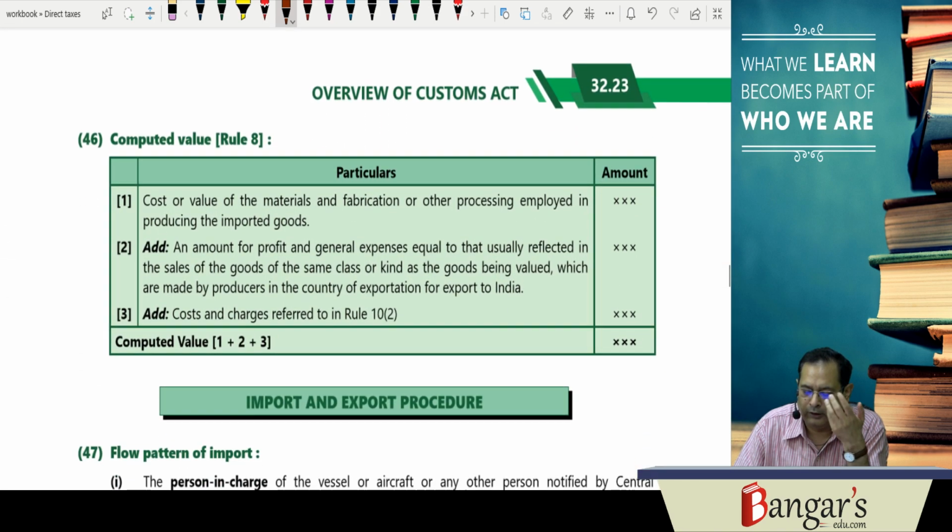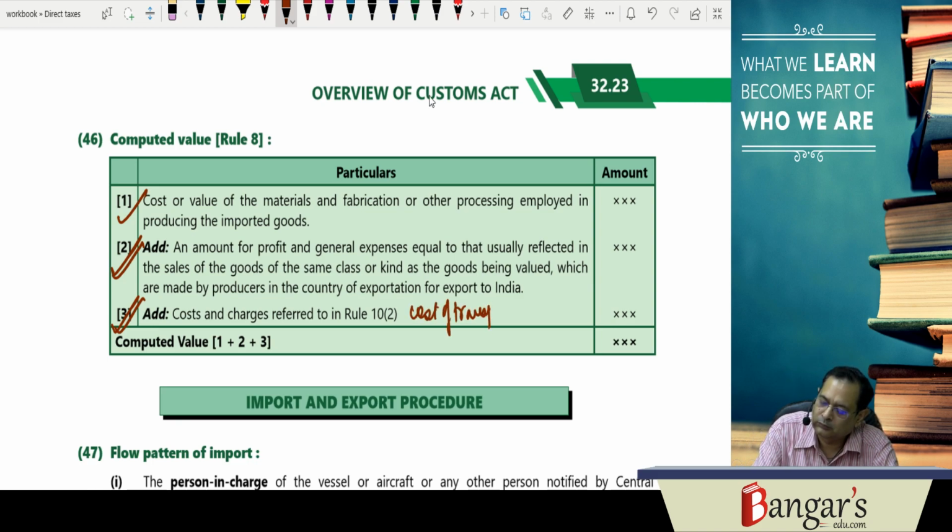Then Rule 8, as you are aware, is the computed value. You have to take the costing aspects, that is the cost or value of the materials and fabrication and other processing. Then whatever amount of profits are earned by the exporter there will be added, and the adjustment for cost of transport plus insurance will be done. So this way you get what? The valuation. This way you get the value of the imported goods.